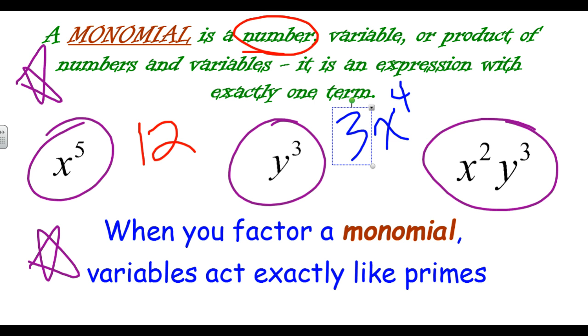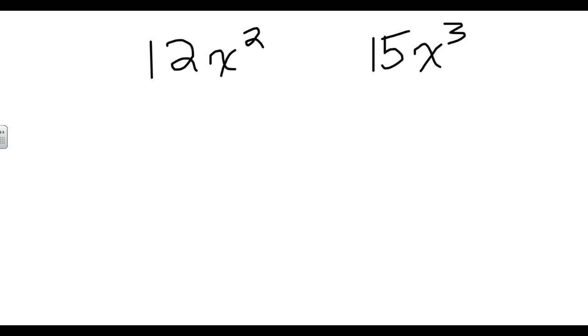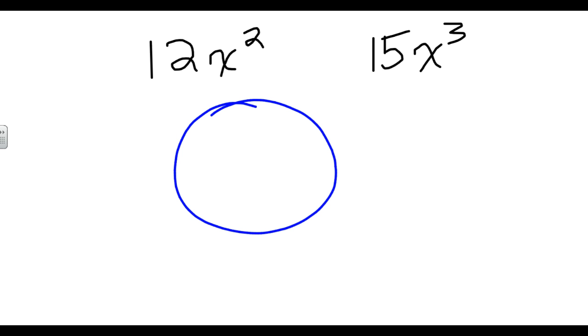And then when it comes to treating variables and monomials, really they act exactly like primes. Without knowing what x is, we can't break x down into anything smaller. Without knowing what y is, we can't break y down into anything smaller. And so it acts exactly like a prime does when we're finding the GCF and the LCM. The most we can do for y cubed, for example, is just make it y times y times y. But often we just leave it as y cubed.